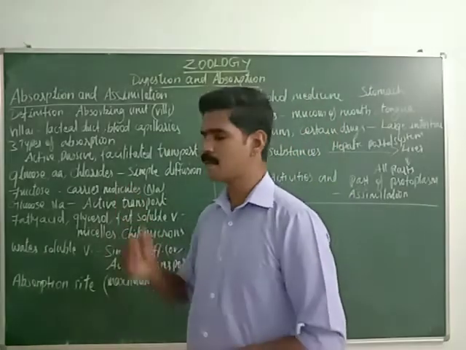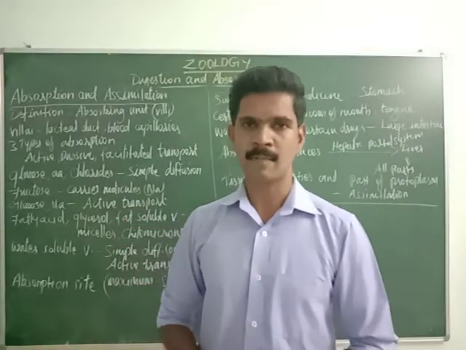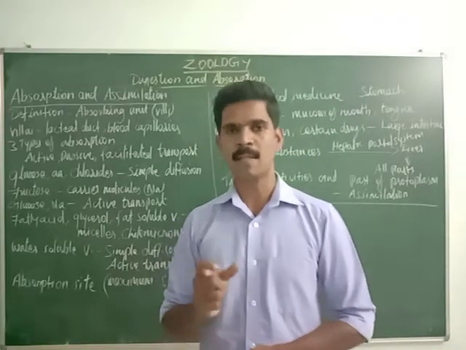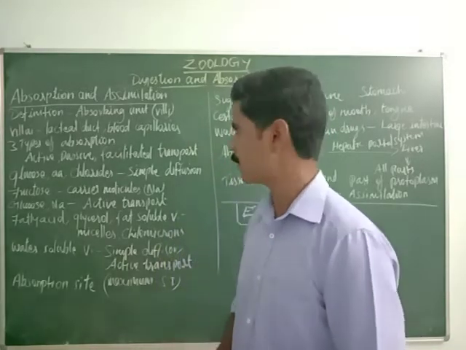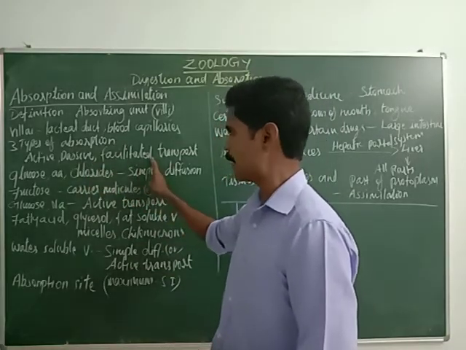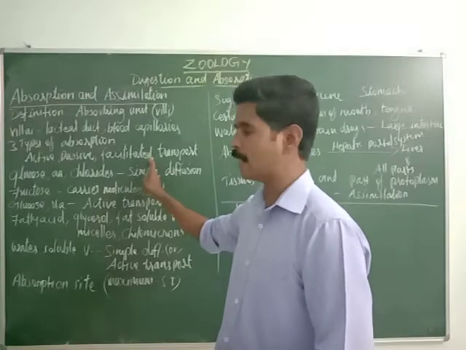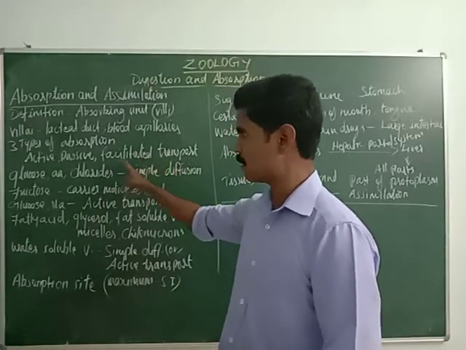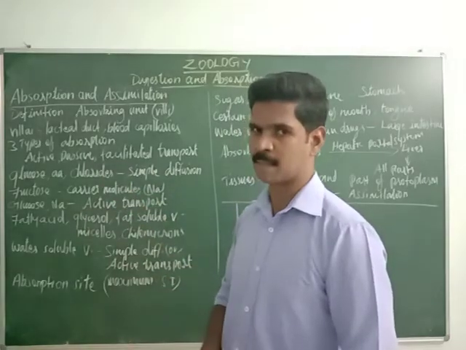Then there are three major types of absorption we can see inside the alimentary canal. They are active absorption, passive absorption, and facilitated transport. Active absorption, passive absorption, and facilitated transport. These are the major types of absorption.